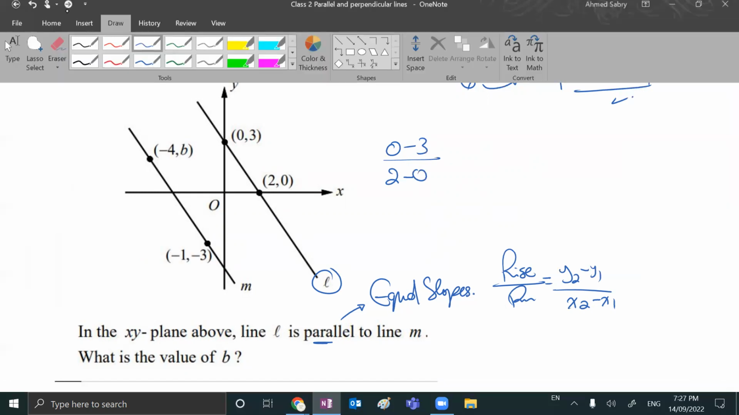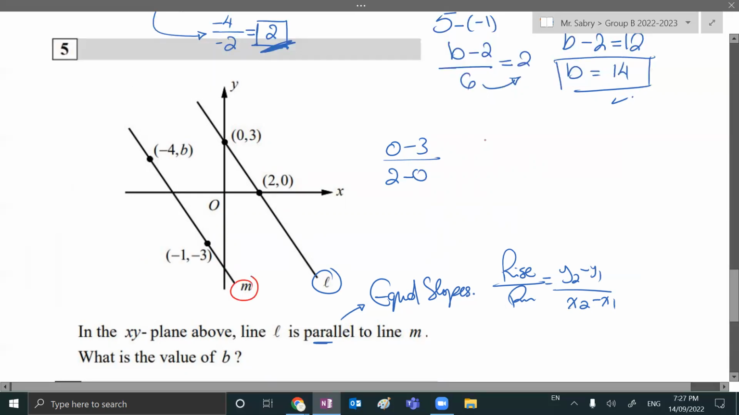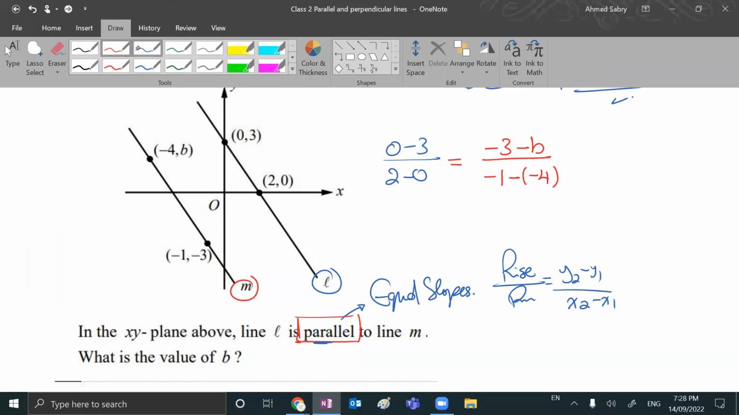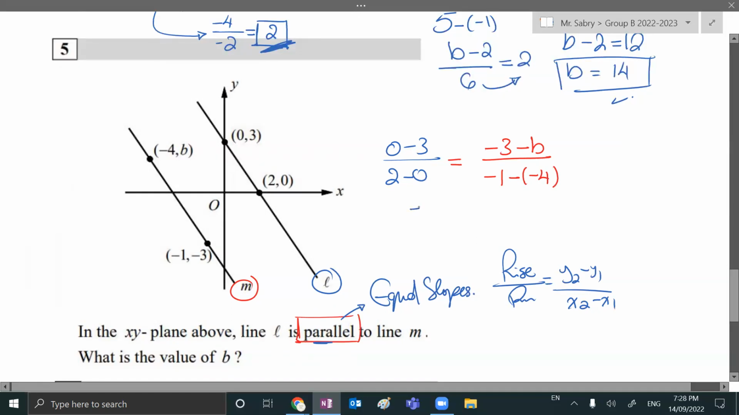So what's the slope of the other line, M? It's supposed to be (-3 minus B) over (-1 minus -4). Now, since they said they're parallel, this means they're supposed to be equal to each other. And that's how I get an equation. Now let's solve the equation. 0 minus 3 is just -3. 2 minus 0 is just 2. All of this is equal to (-3 minus b) over (-4 plus... -1 plus 4 is +3).